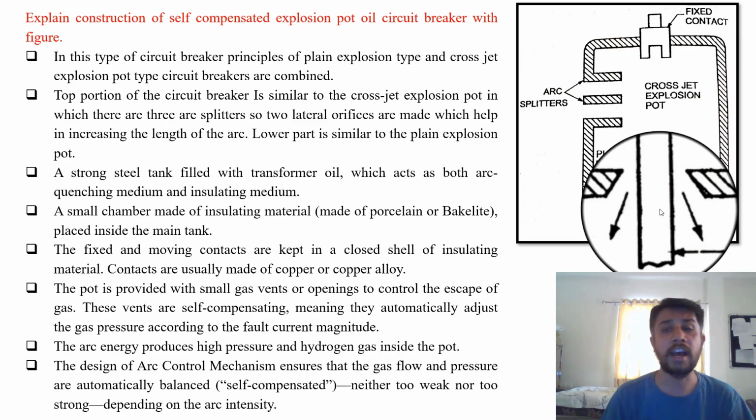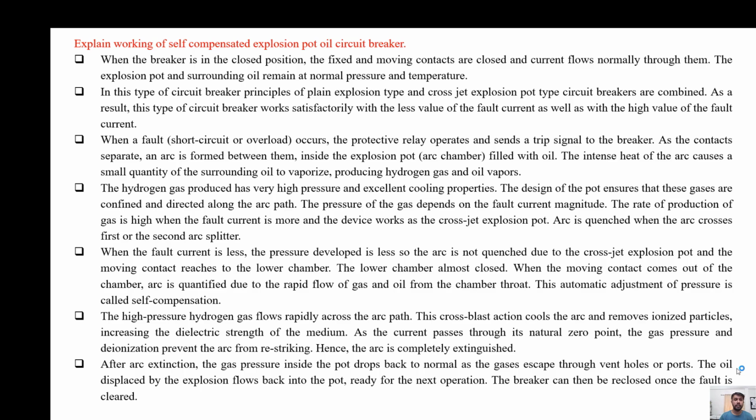So this is how the construction of the explosion pot type oil circuit breaker can be explained properly with the necessary figure. Explain working of self-compensated explosion pot oil circuit breaker. So when this breaker is in the closed position, that is in normal condition, the fixed and moving contacts are closed and current flows normally through them. The explosion pot and surrounding oil remain at normal pressure and temperature condition.